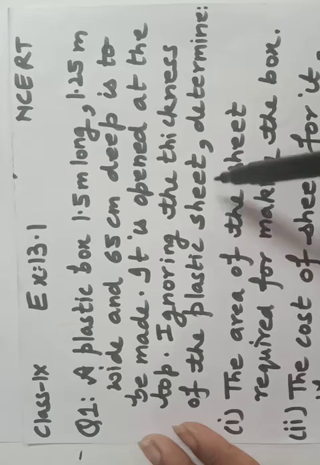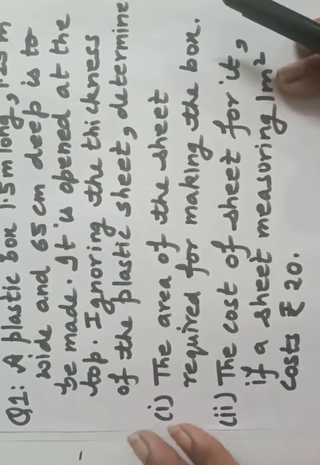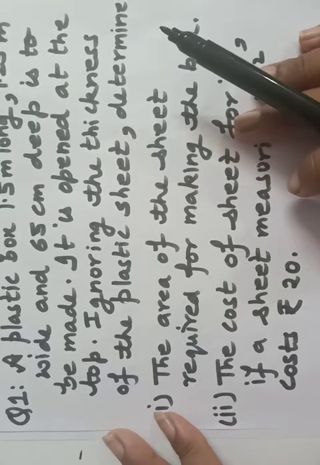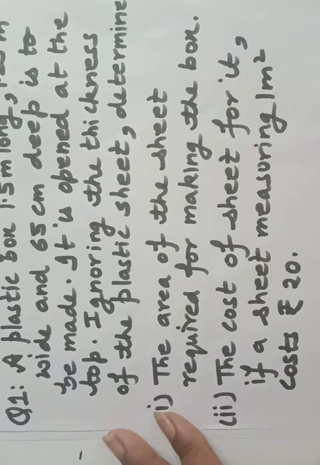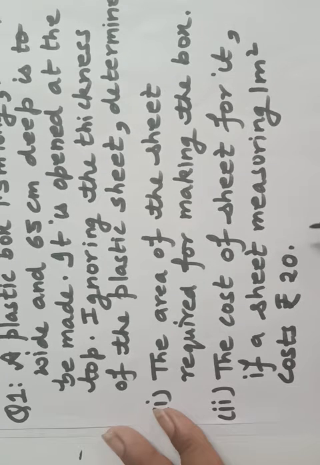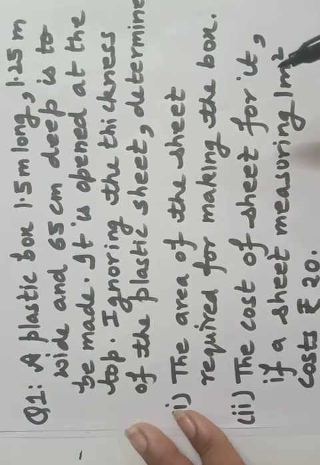Ignoring the thickness of the plastic sheet, determine the area of the sheet required for making the box. We have to find out the surface area, or the total area for the plastic box, and we need to find out the cost of the sheet also. If a sheet measuring 1 meter square costs rupees 20. So these are the things: 1 meter square is equal to rupees 20. Whenever we find the total surface area, of course the surface area will come in meter square. We have to find out the cost also.